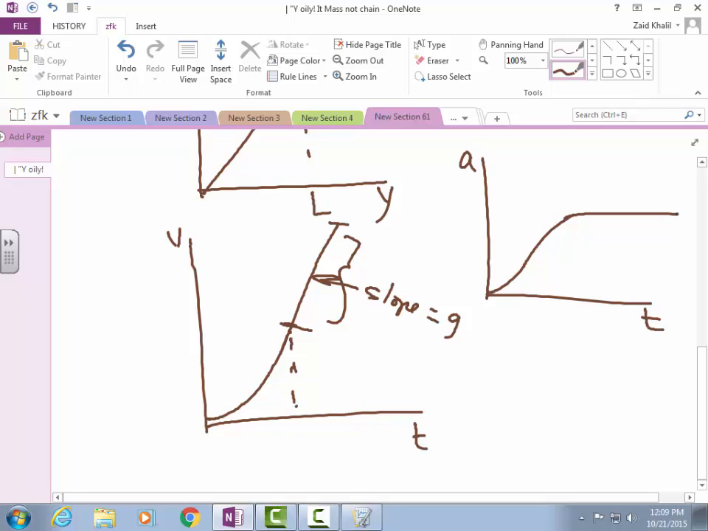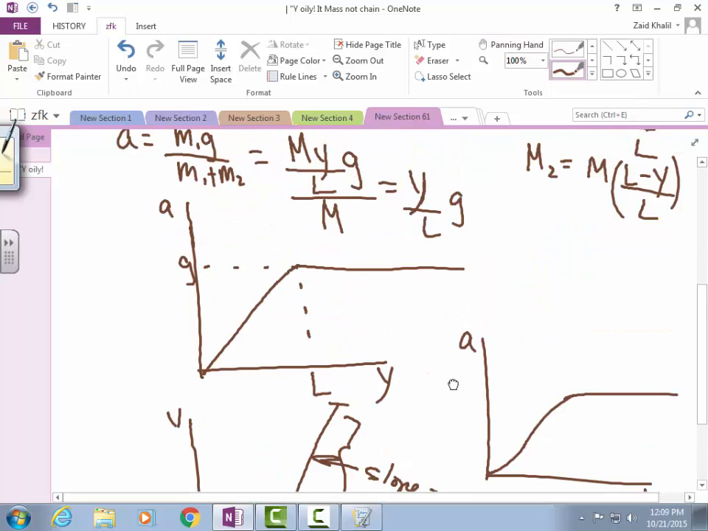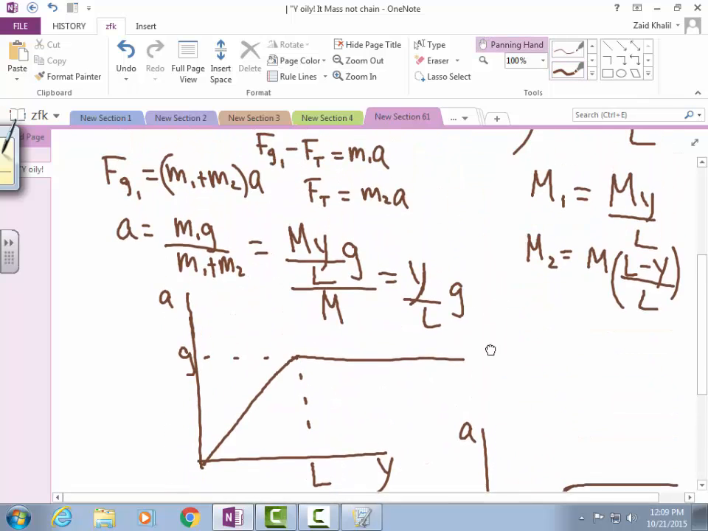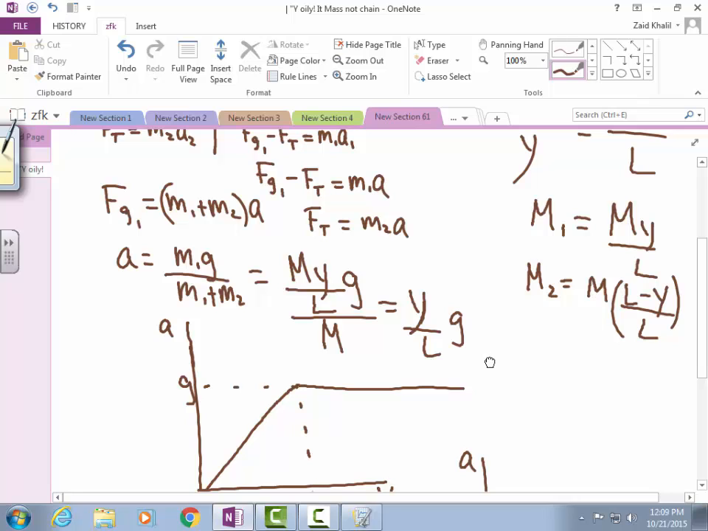But what haven't we solved for yet? Maria, what have we not solved for? We solved for the acceleration. What did we not solve for? Tension. That's right. So we go and we solve for the tension. And you're like, Khalil, this has got to end. The madness must end. But it gets better. It just keeps getting better.